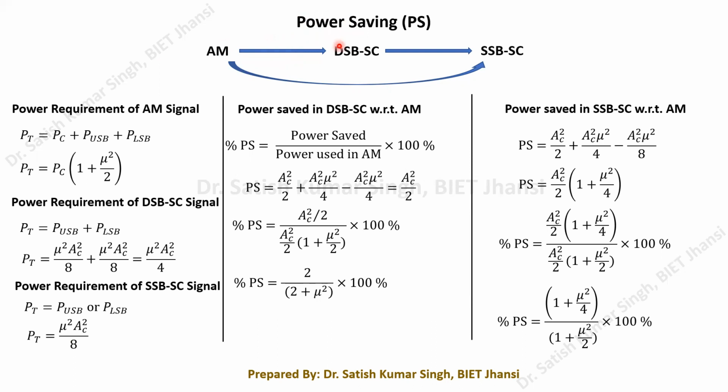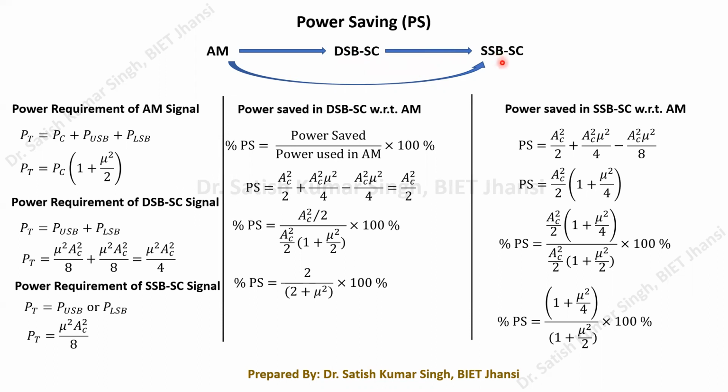Two sidebands have been sent. Now from DSB-SC to SSB-SC, we have removed both the carrier as well as one of the sidebands. So only one of the sidebands is retained. Therefore, while moving from DSB-SC to SSB-SC, the bandwidth requirement has become half, and there is also a 50% reduction in the power requirement.